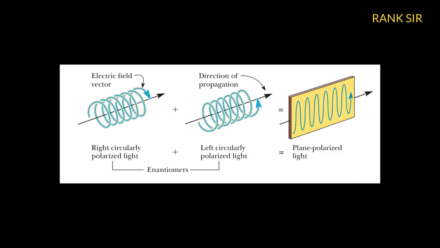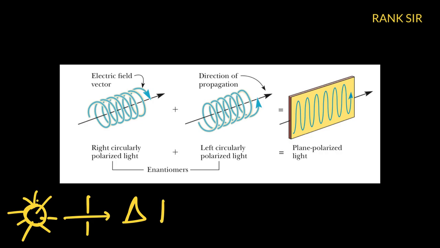For example, I am drawing here a sun, and these are the lights. This will propagate in all directions. When it is passed through a small slit, then through a nicol prism, it will propagate in one direction. This is called PPL, plane polarized light.